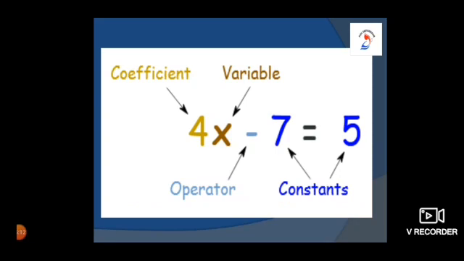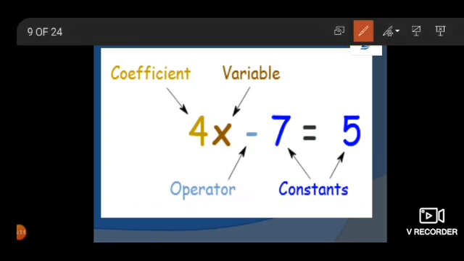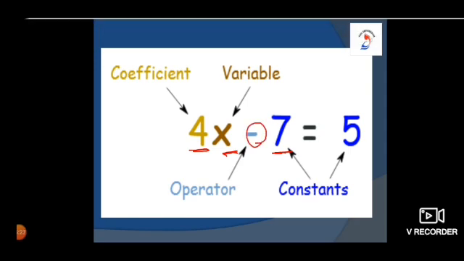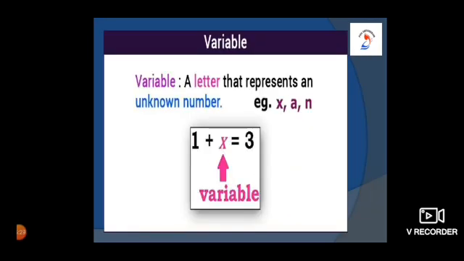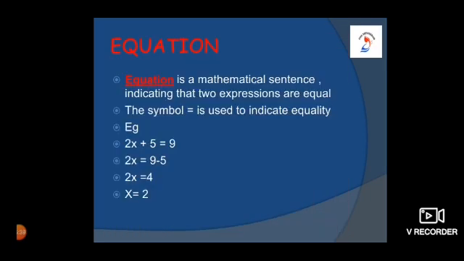So I have given you an example here. In this example, the number 4 is the coefficient, the x is the variable, the 7 is the constant, 7 is also the constant, even 5 is also the constant. The arithmetic operation used here is minus. So variable is a letter that represents an unknown number. Example, x, a, n. It can be from the letters A to Z. Next one.